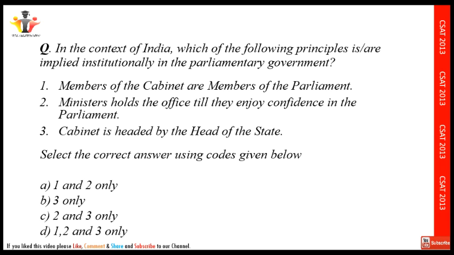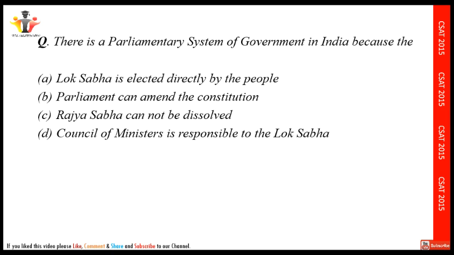In the context of India, which of the following principles are implied institutionally in the parliamentary system of government? The members of the cabinet are the members of parliament. Ministers hold the office till they enjoy the confidence in parliament, and the cabinet is headed by the head of the state. Both 1 and 2 are right, but the cabinet is headed by the head of the government, not the head of the state. So in this way, option A is right.